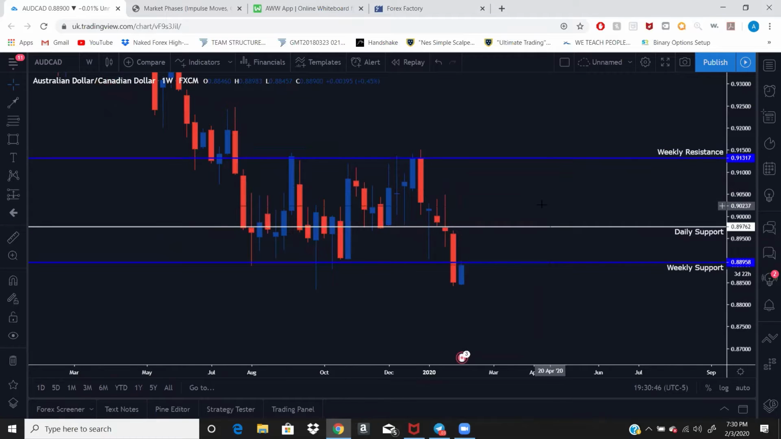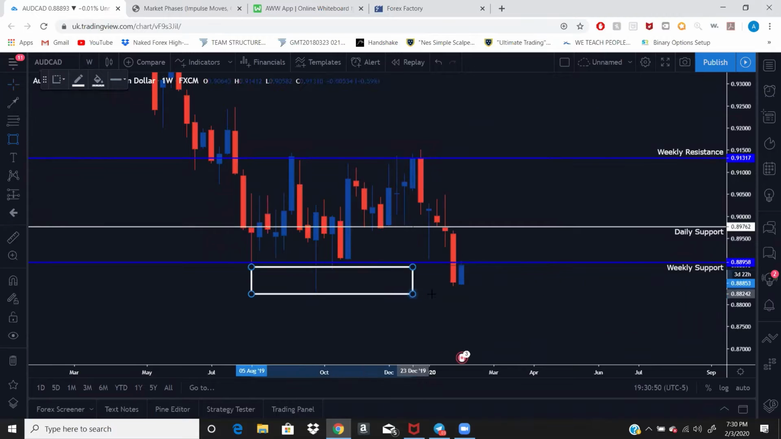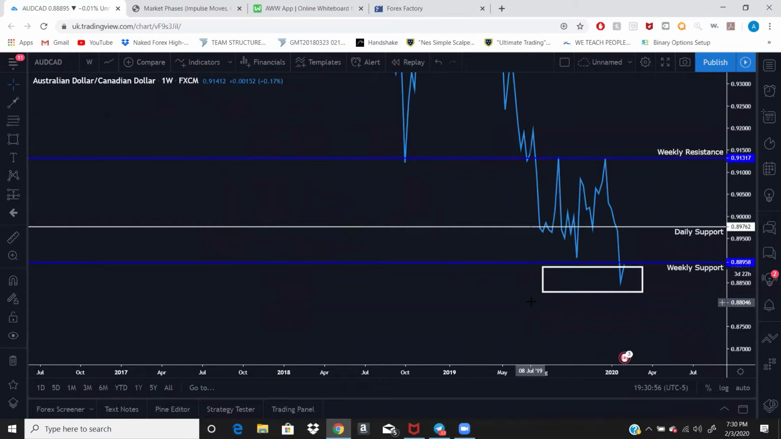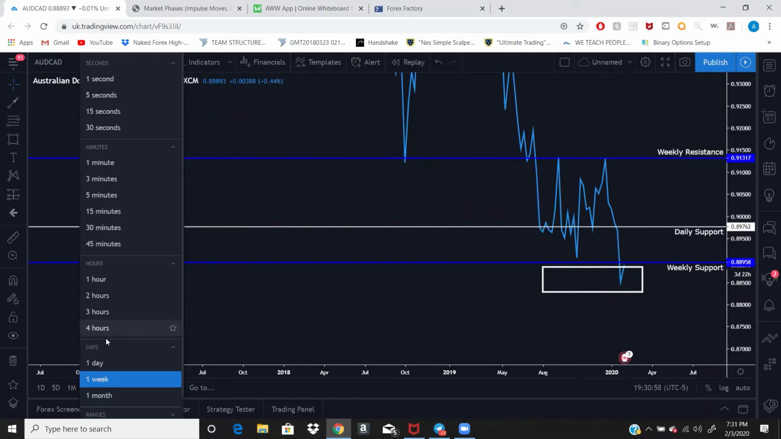Okay, AUD CAD. So similar to USD CHF, right? Big demand zone here on the weekly. Let me just double check this.